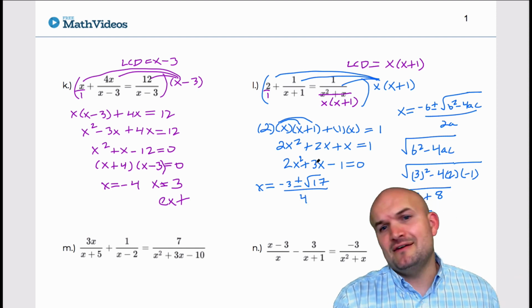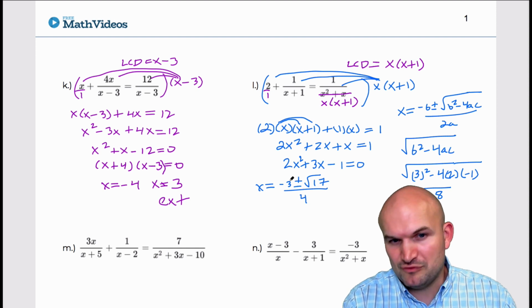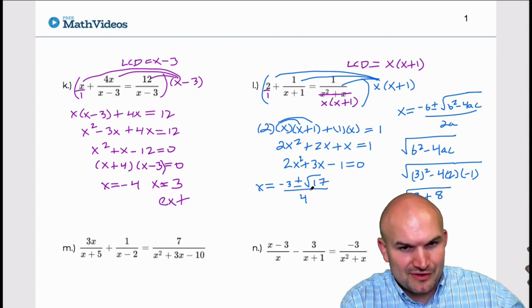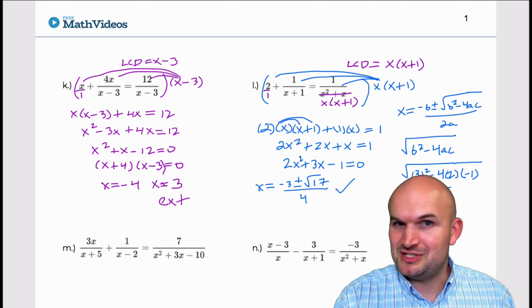Okay, well, obviously, the only numbers that make this 0 are 0 and negative 1. And these are my two solutions, and they're not 0 or negative 1. So therefore, they are both good solutions, not extraneous.